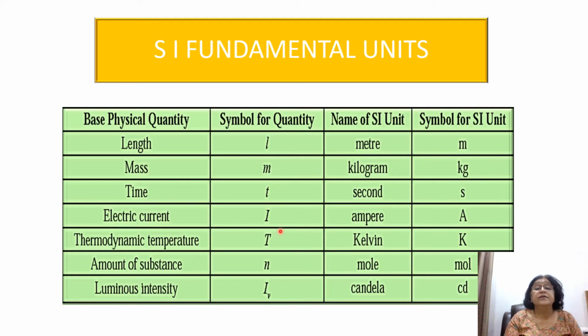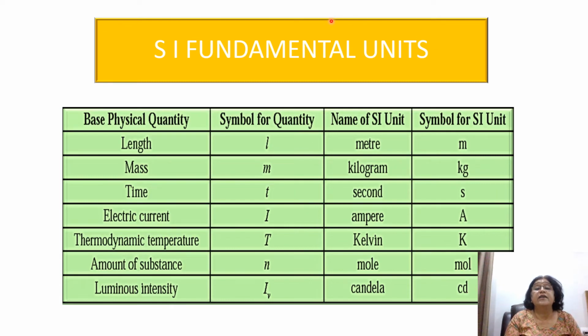Then electric current. The current symbol is I. The name of the SI unit is ampere, represented with capital A. Then temperature. The symbol for temperature is capital T, and the name of the SI unit is Kelvin, with the symbol capital K. Then amount of substance. The symbol for the quantity is small n. The name of the SI unit is mole, M-O-L-E, and the symbol is mol. Then luminous intensity, with symbol Iv. The name of the SI unit is candela, and the symbol of the unit is cd.